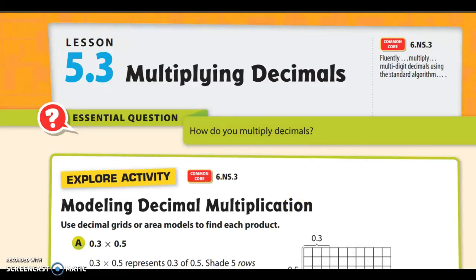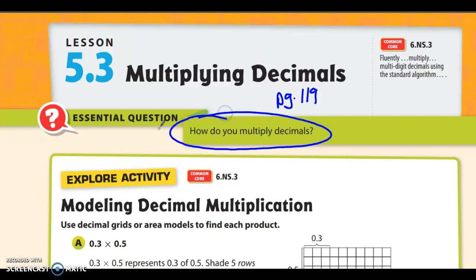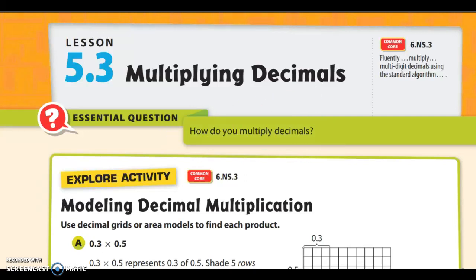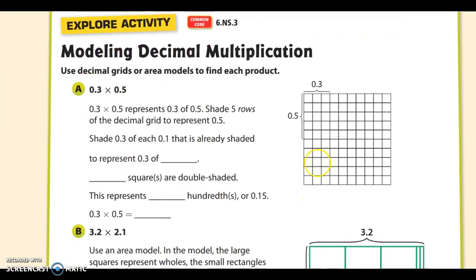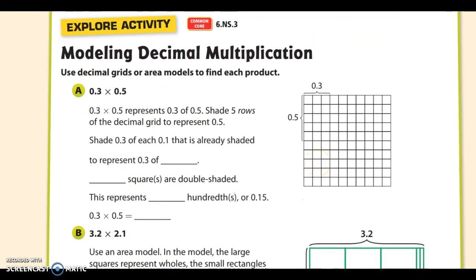Okay, this is lesson 5.3, multiplying decimals. This is page 119. The essential question is, how do you multiply decimals? And we're going to start with an Explore activity. We're going to model decimal multiplication.